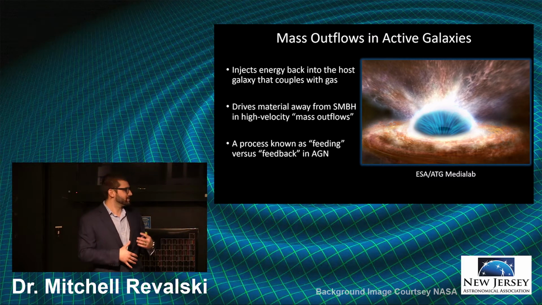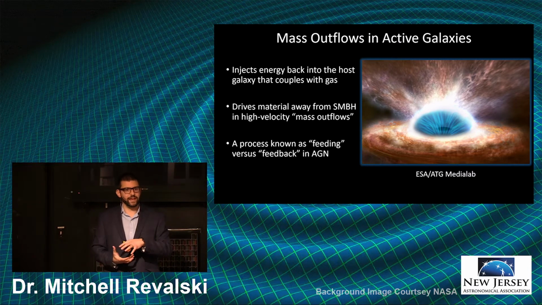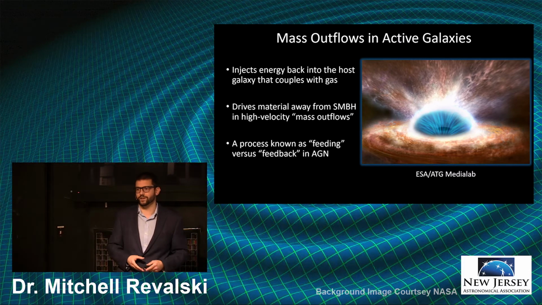So this radiation is traveling out, exciting the gas, and then blowing it away from the supermassive black hole. This process where the supermassive black hole is trying to eat and feed on material in the galaxy and then is injecting energy back into the galaxy is known as feeding versus feedback. So the supermassive black hole is trying to eat material, but it's also pushing material away from it at the same time.